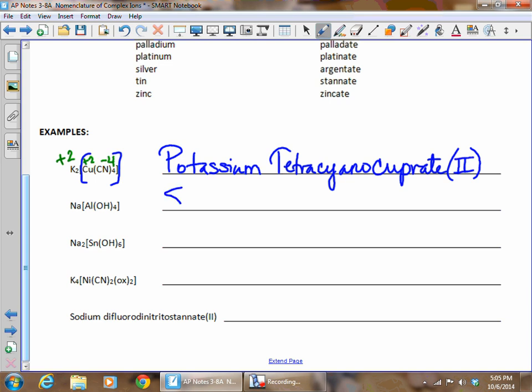The next one, sodium. Now we need the coordination sphere, so we need to name the ligands first. Looks like we've got tetrahydroxo. And now aluminum is in the anion, so it needs to be aluminate. And since aluminum does not need a Roman numeral, it's an always true, we're done. Sodium tetrahydroxoaluminate.